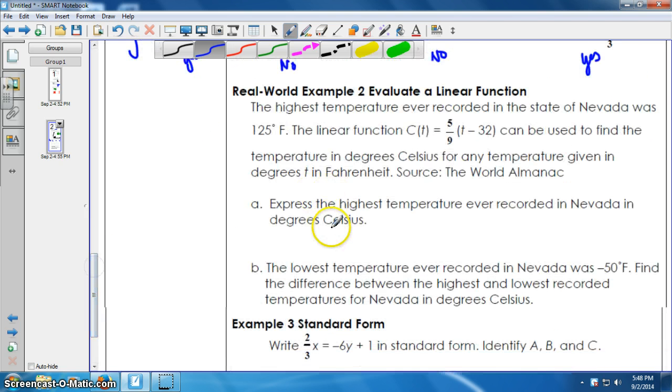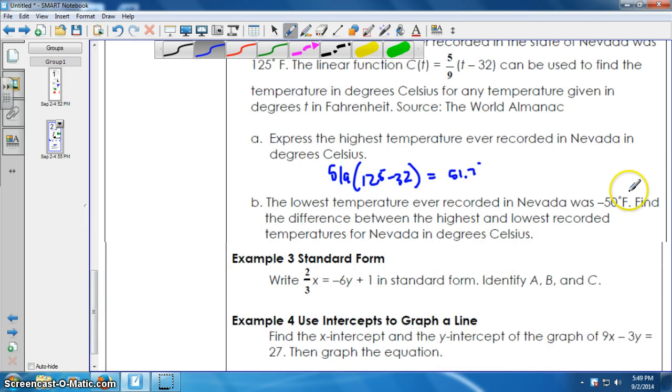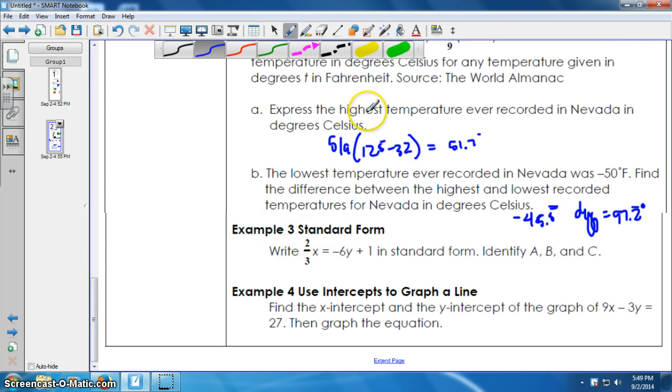All right, next one is just plugging in. So for that first one, it should be 5/9, and then we plug in our value of 125. Ooh, that's hot. And then we would get 51.7 degrees rounded. Lowest, if you plug that in, you'd wind up with -45.5. I think that one was repeating too. And so the difference, if you subtracted those, would equal 97.2 repeating degrees. It's from the highest to the lowest.